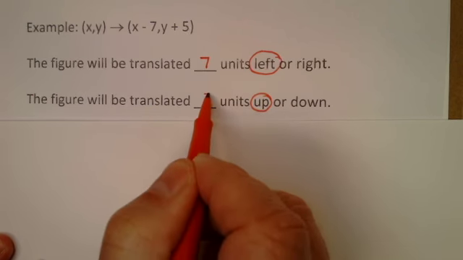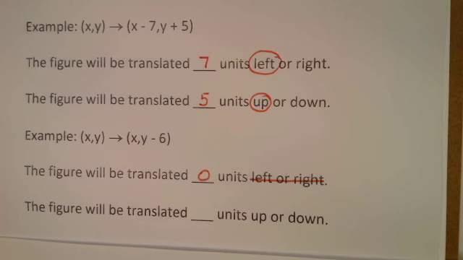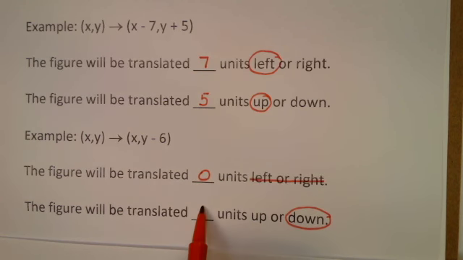I need to determine if the figure is going to go left or right. So looking at this, there's no number being added or subtracted. It's not going to move left or right. It's not being moved any units. Is it going to go up or down? I'll look at my number right here. It's negative. That means it's going to be going down. How many units is it going to go down? 6 units.